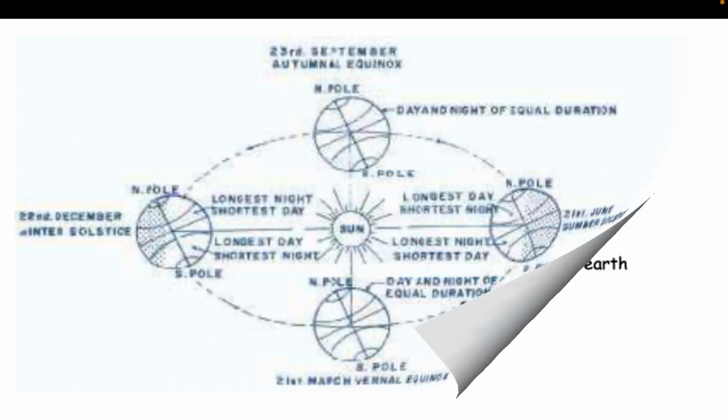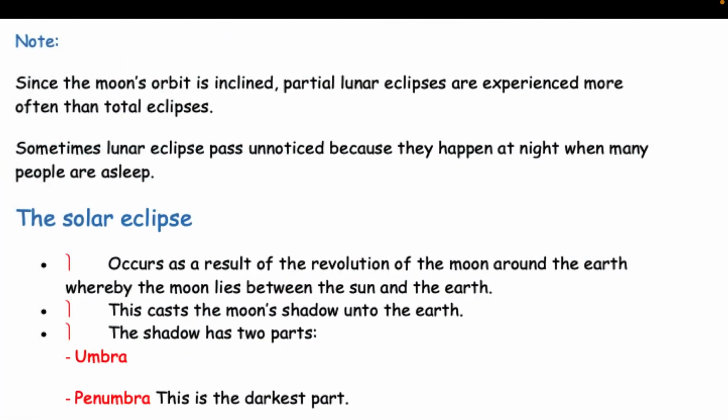Note: since the moon's orbit is inclined, partial lunar eclipses are experienced more often than total eclipses. Sometimes lunar eclipses pass unnoticed because they happen at night when many people are asleep.